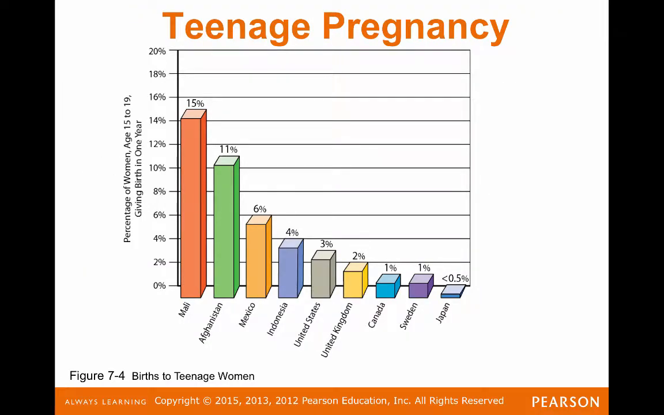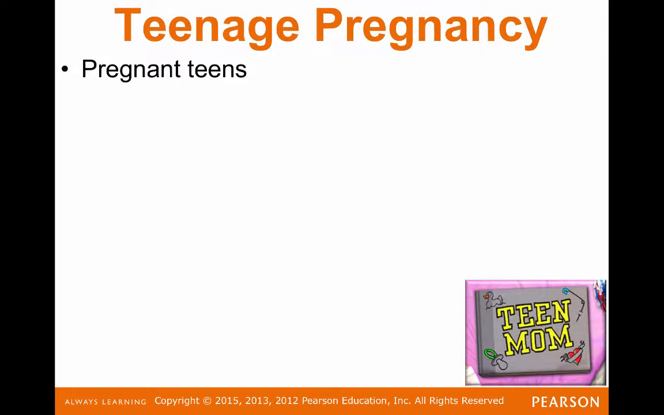Okay, so the rate of teen pregnancy in the US is decreasing, but it's still higher than most other high-income countries, right? We're at 3% there, but you can see the UK, Canada, Sweden, Japan have much lower rates, and countries that have more poverty are a bit higher. Of all pregnant teens, most are not married, 17% have miscarriages, 25% have abortions, and just under 60% keep their babies.